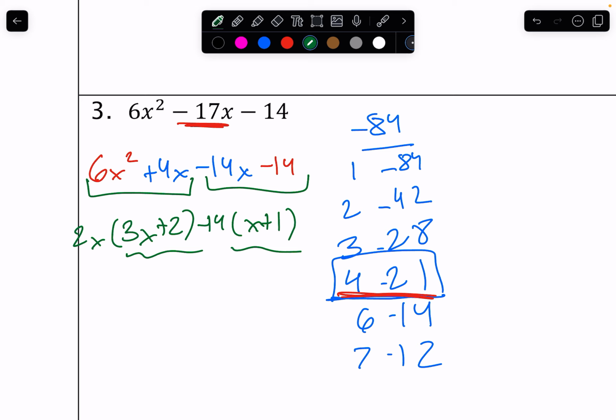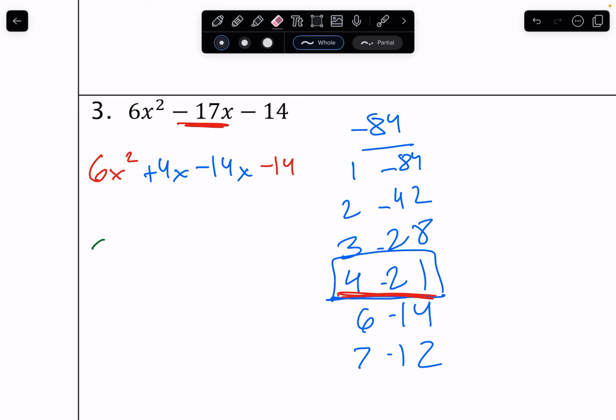If you don't have an eraser, it's no big deal. Just right below it, rewrite it and change the negative 14 to a negative 21. If you do have an eraser, erase all of this. I'm such a silly goose. All right. So this should be a minus 21x. There we go. So now let's try this again.